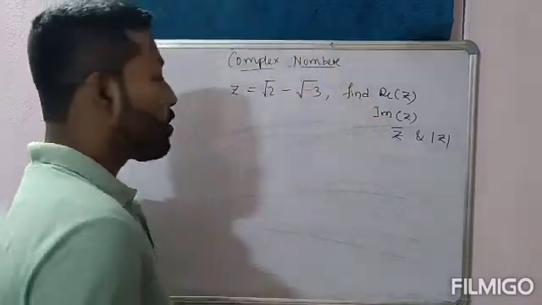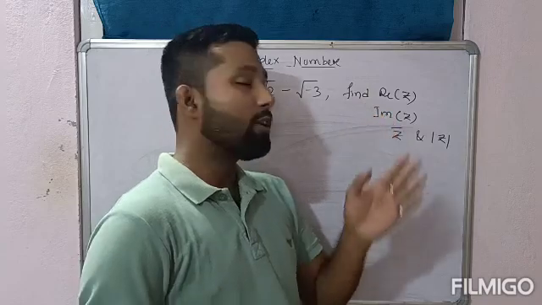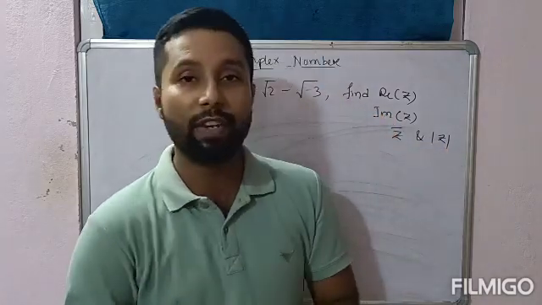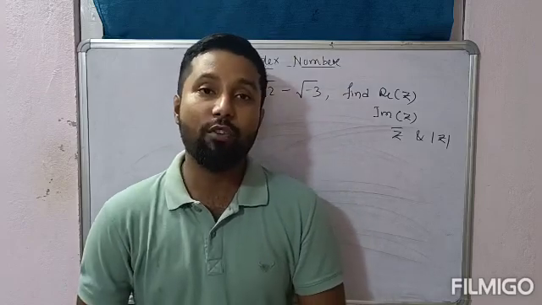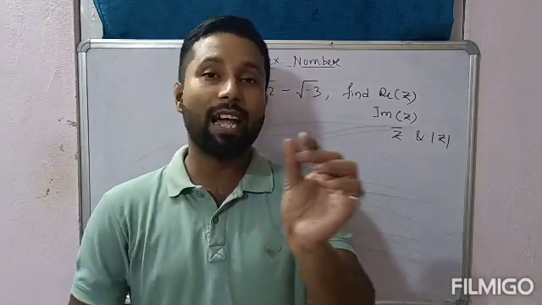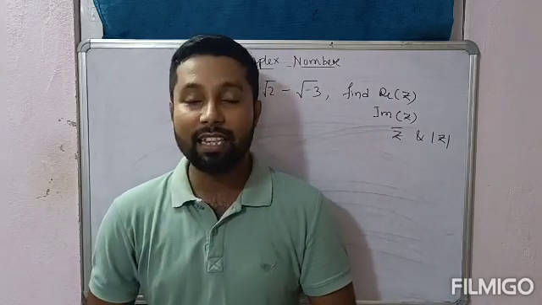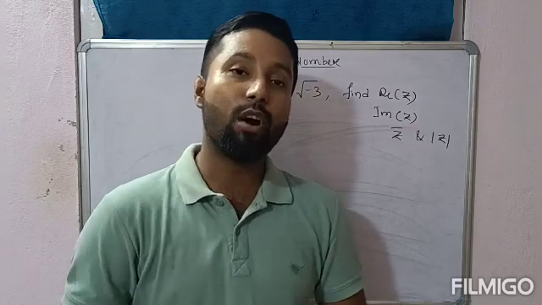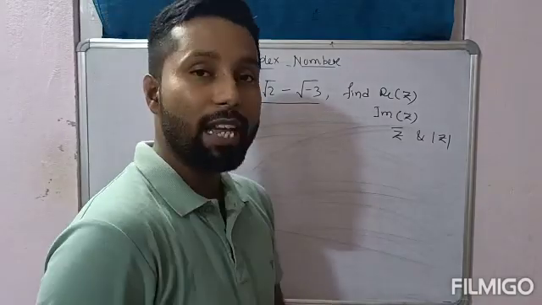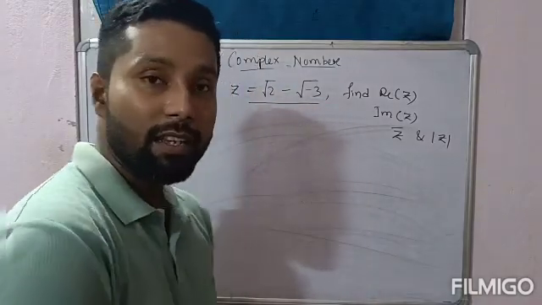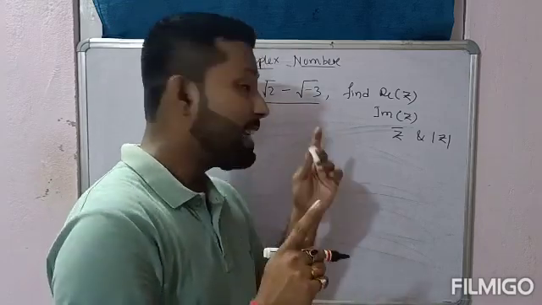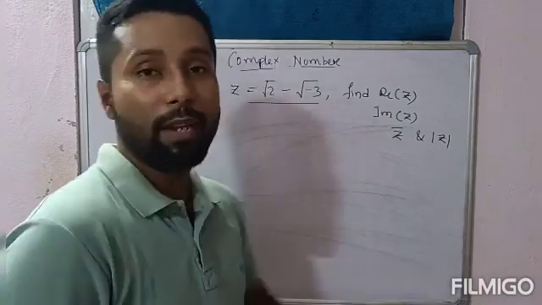So whenever you are asked to find the real part or imaginary part or the conjugate of any complex number or the modulus of any complex number, the first thing you have to notice is whether the given complex number is in the form of a plus ib or not. Look at the complex number. This is not in the form of a plus ib because there is no i in this question, so i has to be brought in. First of all you have to arrange the complex number in the form of a plus ib.